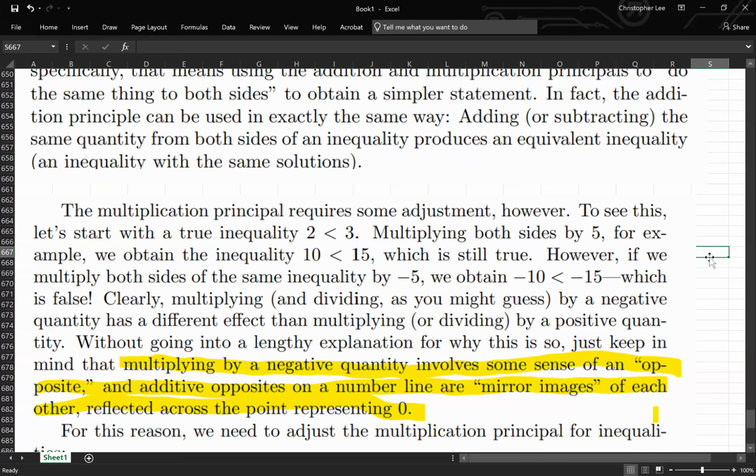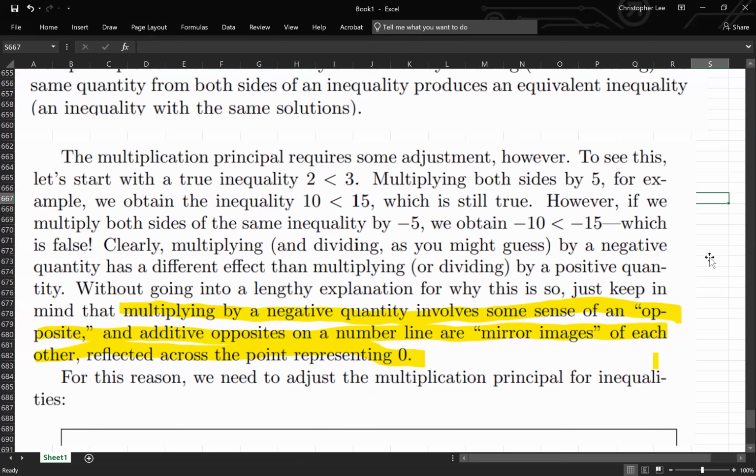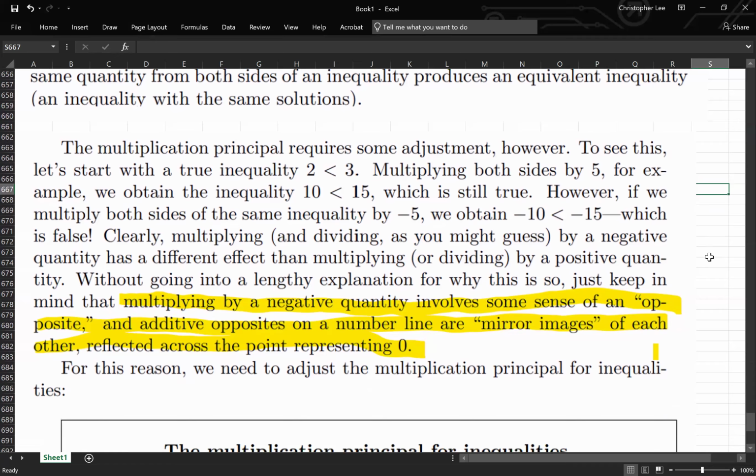Clearly, multiplying and dividing, as you might have guessed, by a negative quantity has a different effect than multiplying or dividing by a positive quantity. So without going into a lengthy explanation for why this is so, just keep in mind that multiplying by a negative quantity involves some sense of an opposite, and additive opposites on the number line are mirror images of each other, reflected across the point representing 0. For this reason, we need to adjust the multiplication principle for inequalities.